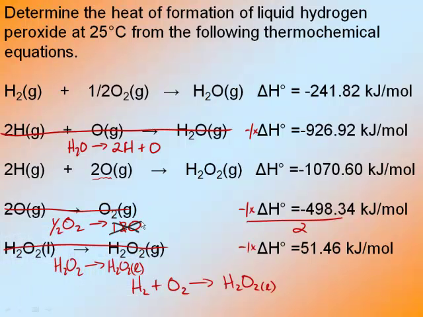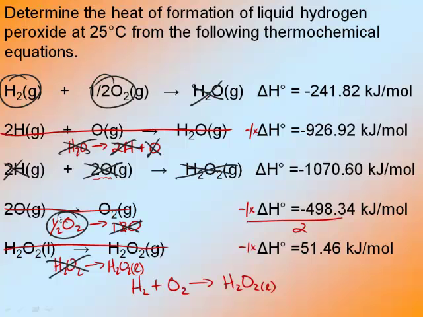I now have an O plus an O canceled with 2 O's. And I have 2 H's canceling with 2 H's, an H2O gas canceling with an H2O gas, an H2O2 gas canceling with an H2O2 gas, and what I have left is H2 plus 2 halves, which is a whole O2, yields H2O2 liquid.